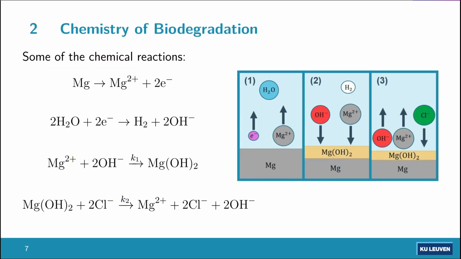Before constructing a mathematical model, we need to know the chemistry of degradation, and here are some chemical reactions that are occurring there. I'll discuss this in other presentations, but here we have the oxidation of the material, the reduction of water, and the formation of a protective film, which is here magnesium hydroxide, and also the elimination of that film due to the presence of some ions, here chloride ion as an example.